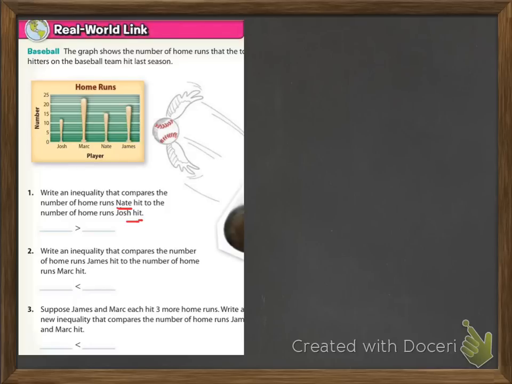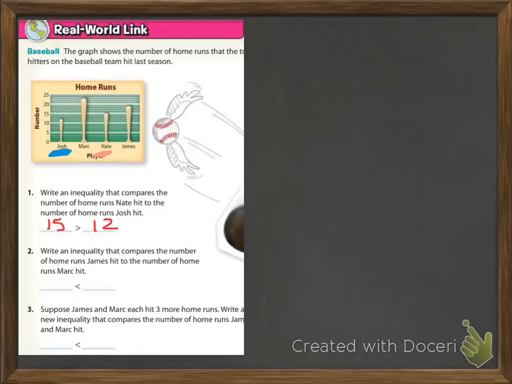So then let's go ahead and change colors here. This is Josh. And then we have Nate. And you can tell that on the left, it's got the alligator mouth or symbol open for the greater than sign. So we need to look and see which one had the greater number of hits. So we can see that Nate did. All right, so as you can see, Nate hit 15 home runs. So we're going to go ahead and put a 15 here because 15 is greater than what Josh hit, which looks like about 12.